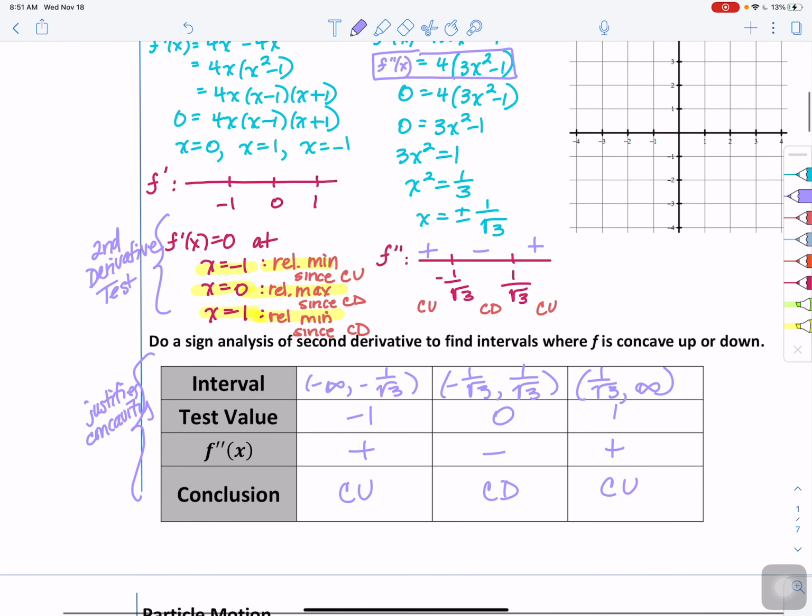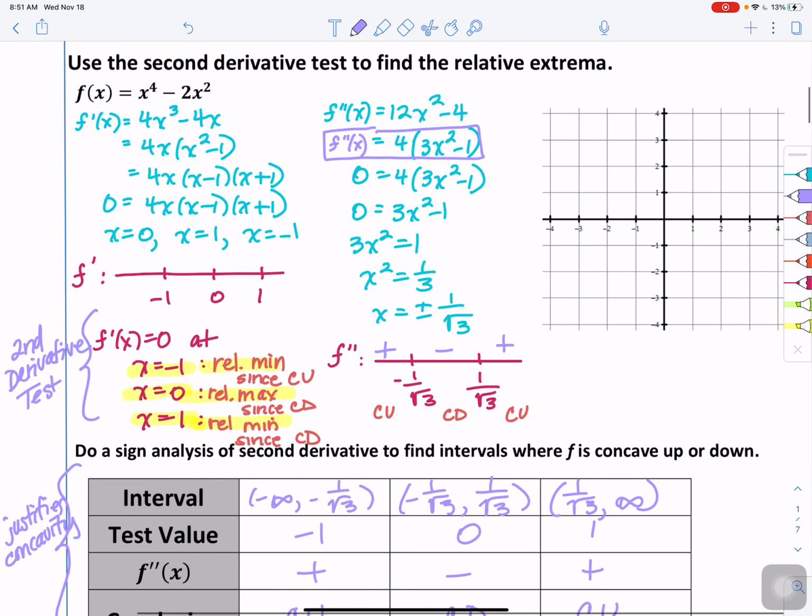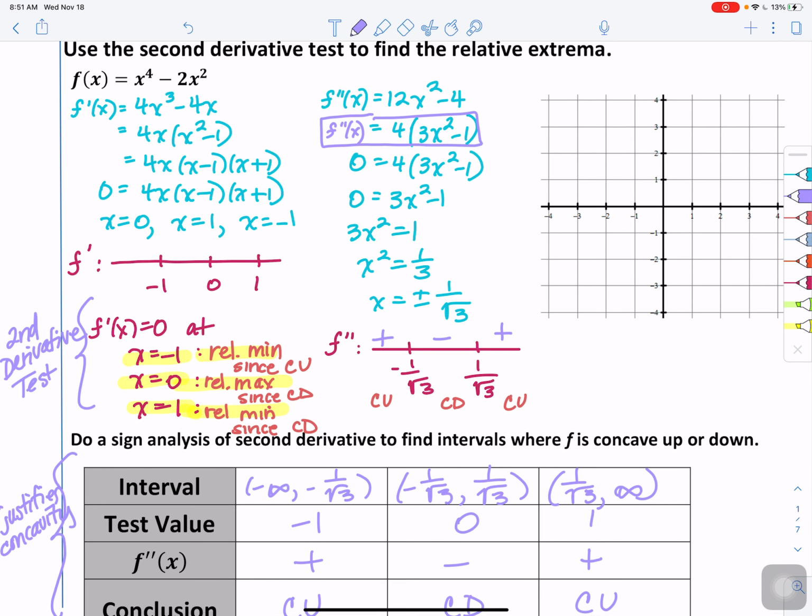Let's go ahead and see if we can put this on a graph. What I did was I just found f of 0, f of 1, and f of -1. And you're going to go back into your original equation up here. And f of 0 is 0. F of 1 is -1. And f of -1 is -1. So the points are (0, 0), (1, -1), and (-1, -1).